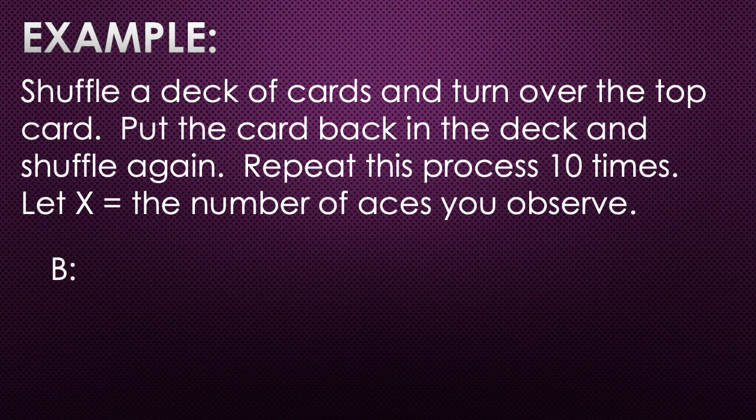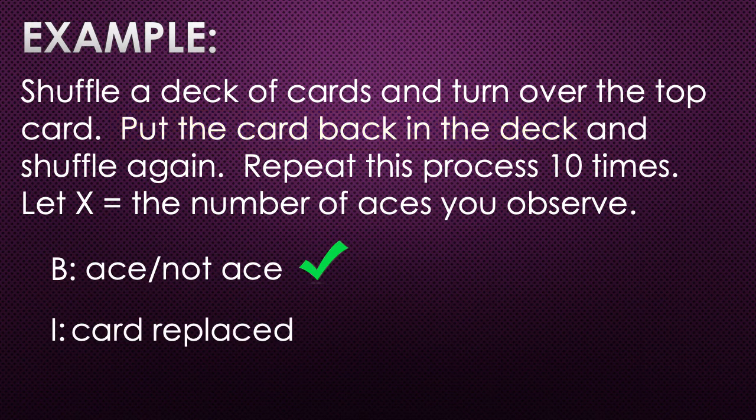Remember, B means binary, so in this situation, are there only two outcomes? Well, if X is the number of aces, I'm either going to observe something that's an ace or not an ace. So in this case, yes, it is binary. For our second part, independent, when I read the problem, it does tell me to put the card back in the deck. So even though I'm sampling, I'm doing it with replacement. Therefore, this is independent.